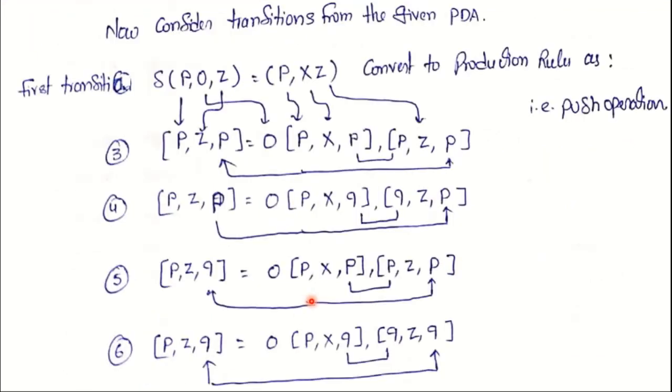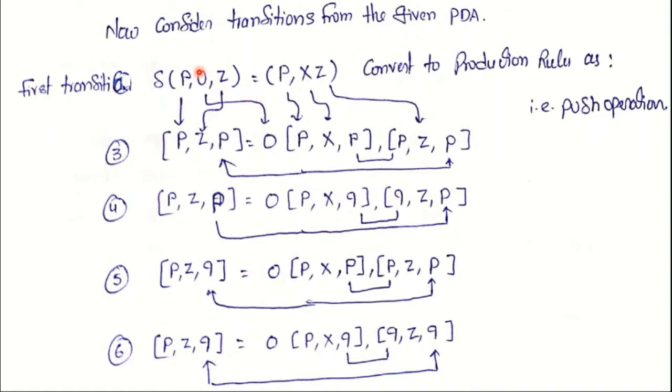Next step: we consider each and every transition and convert it into its equivalent production rules. So now we consider the first production rule. That is del of p comma 0 comma z equals p comma xz. This is the given data.